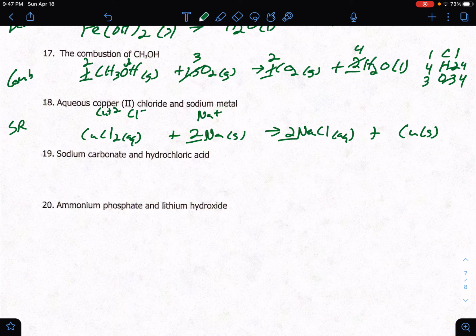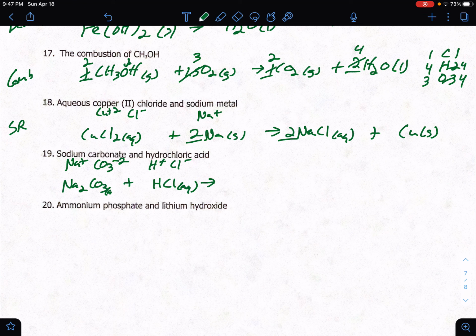Sodium carbonate. Okay, so Na with a +1, CO3 with a -2. Hydrochloric acid. Hydro means no O, so that means we're dealing with hydrogen and only chlorine. Okay, so this is going to be Na2CO3 plus HCl. Okay, acid is going to be aqueous.